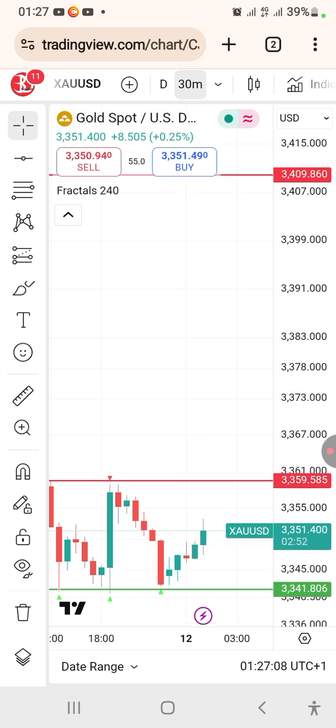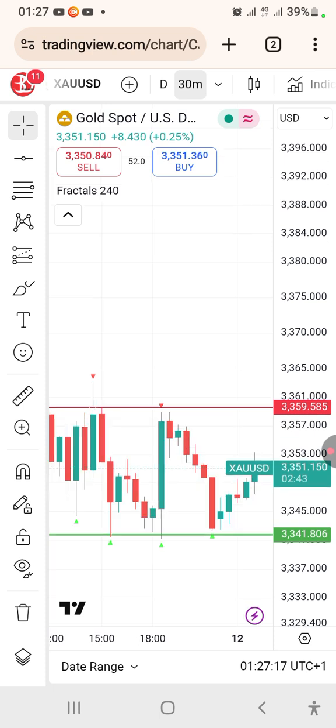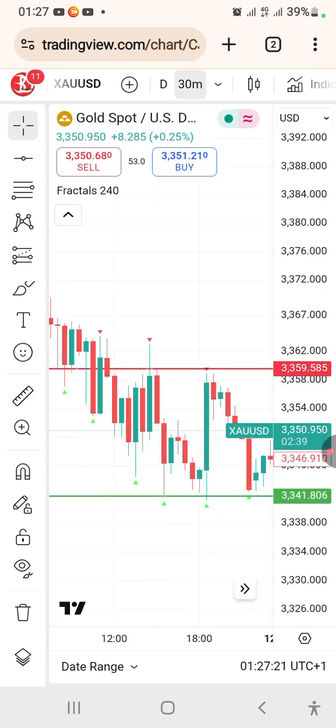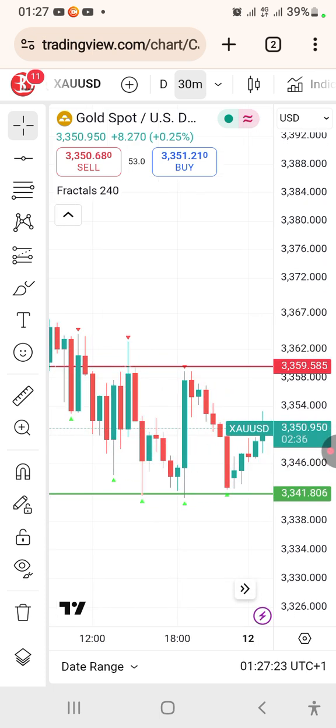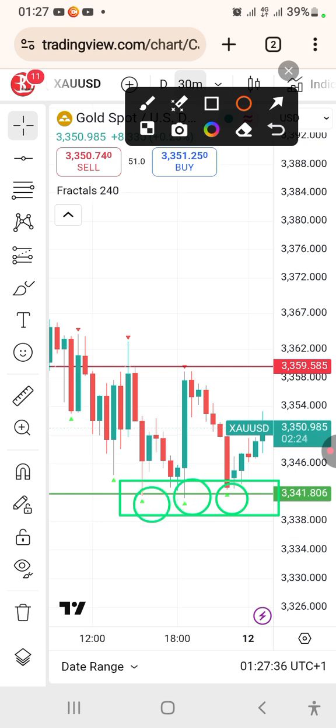Alright, I see the line I drew on the 1 hour. I can see it here, and I can see different levels. Now, watch this out. Right here, the market tested that level 3 times, so it doesn't give us any lower low.